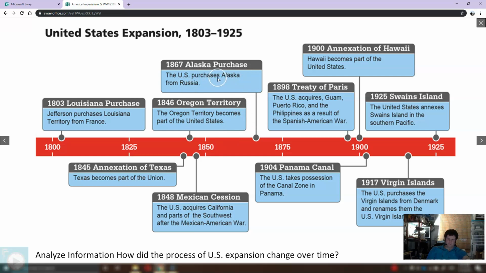We buy Alaska from the Russians. Essentially, the Russians couldn't find a use for this land, and so the U.S. bought it. Partially, some bought it because we wanted to push another European power out of the New World.